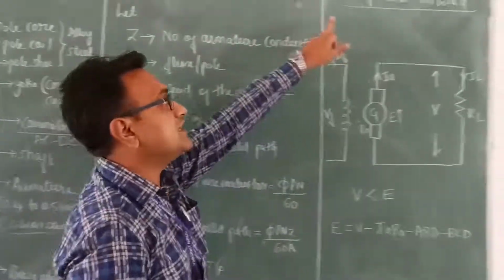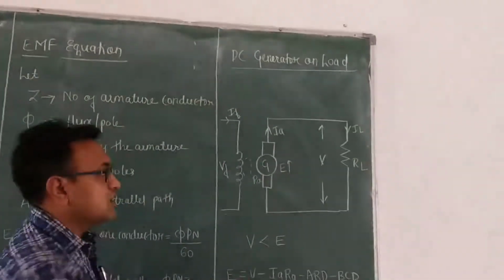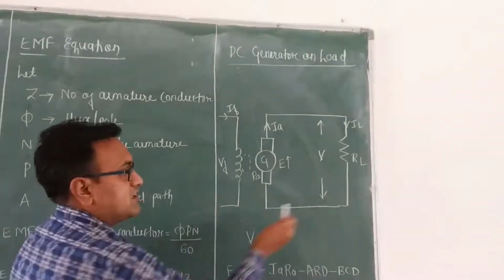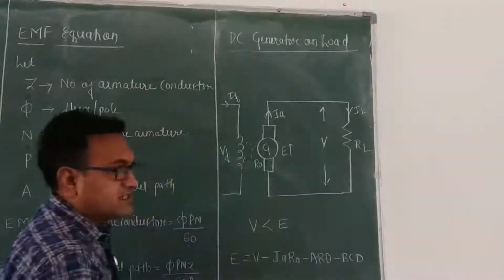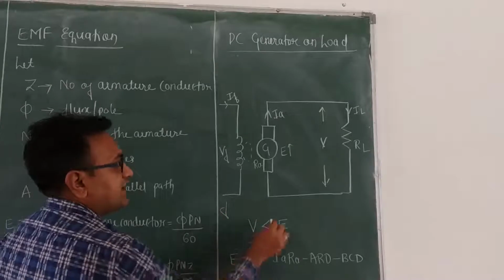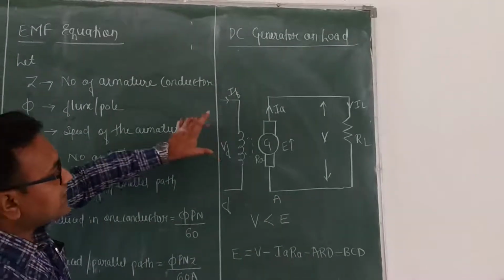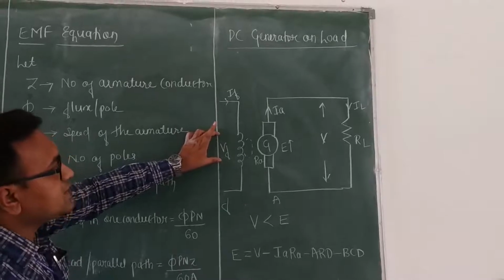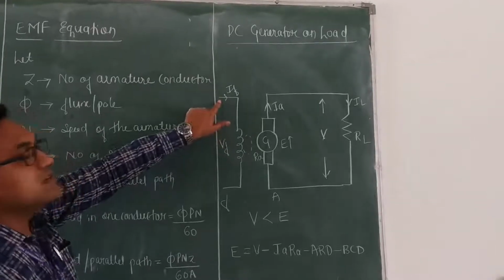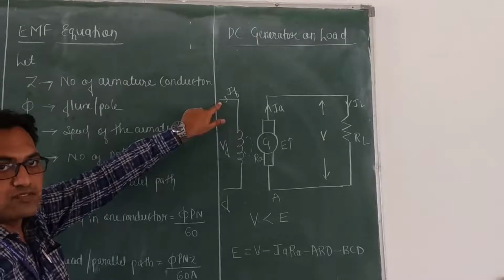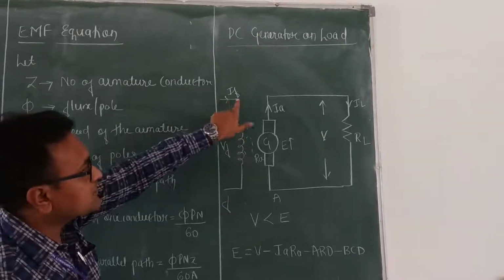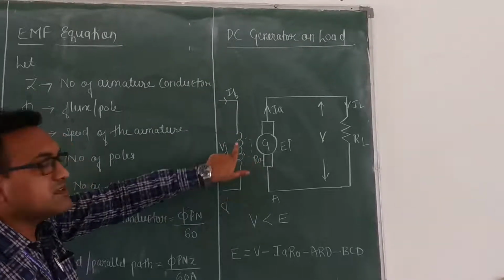Next, come to the DC generator on load. This is the symbol for the generator, and here the load resistor is connected. This part is called the field winding, and this part is called the armature. For the field winding, whenever the field voltage is applied, field current flows.